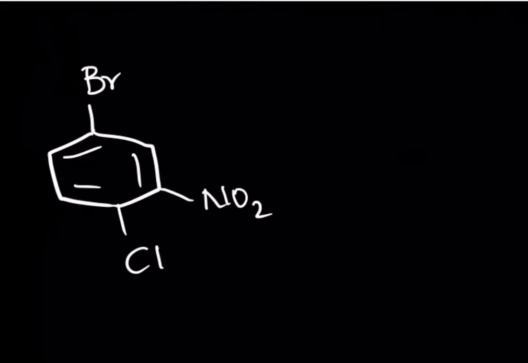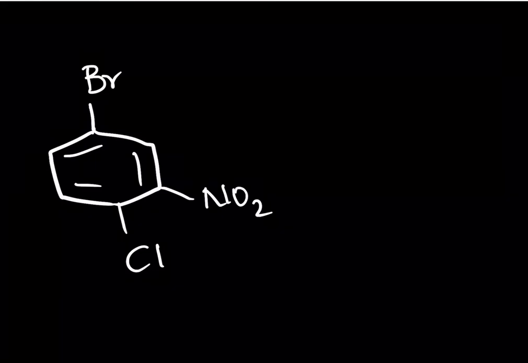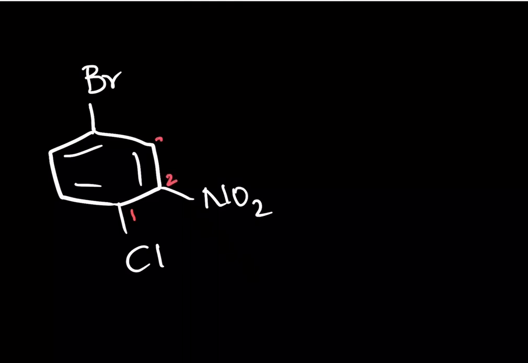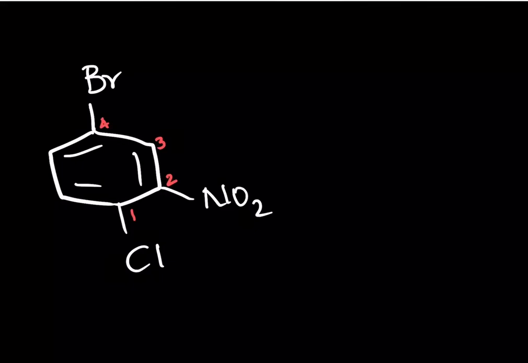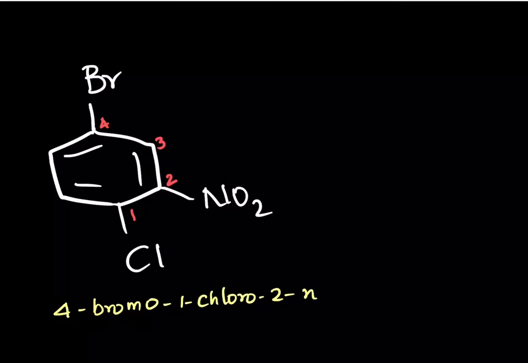Okay, let's do 2 more examples. So here is our next example. We again have a chloro group, nitro group, and bromine, but they are switched here. So which one is going to be number 1? You need to pick one substituent and reach the next substituent with the lowest possible number. So for this one, you're going to start your numbering right here and go in the anti-clockwise direction to reach the third substituent. So this compound right here is 4-bromo, 1-chloro, 2-nitrobenzene.